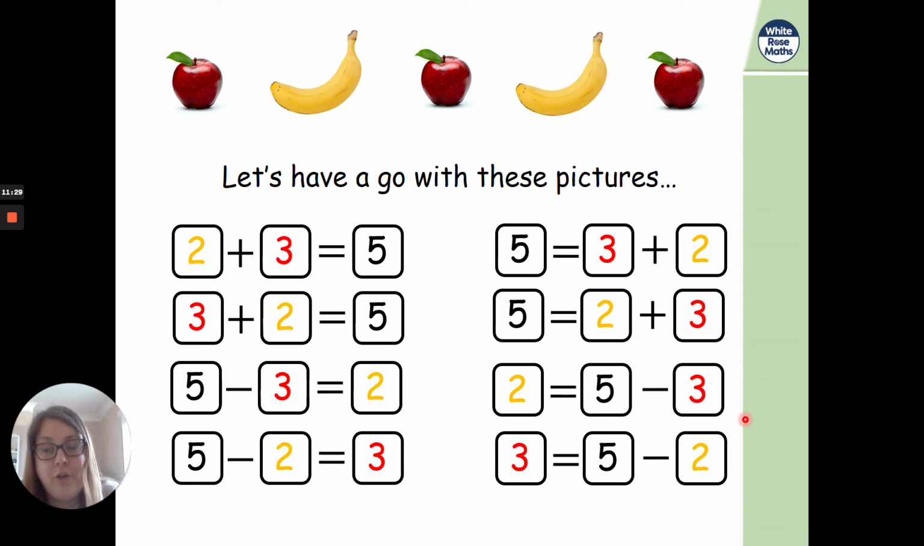As a challenge, or if you want some extra work, and again, this is not compulsory, this is entirely up to you, see if you can create your own. So as long as it's below 10, because they're the numbers that we've been working on, we are moving on to bigger numbers soon, choose less than 5 of something and less than 5 of something else, and it might be that your grown-up does it, and then see if you can write the 8 addition facts to go with it.